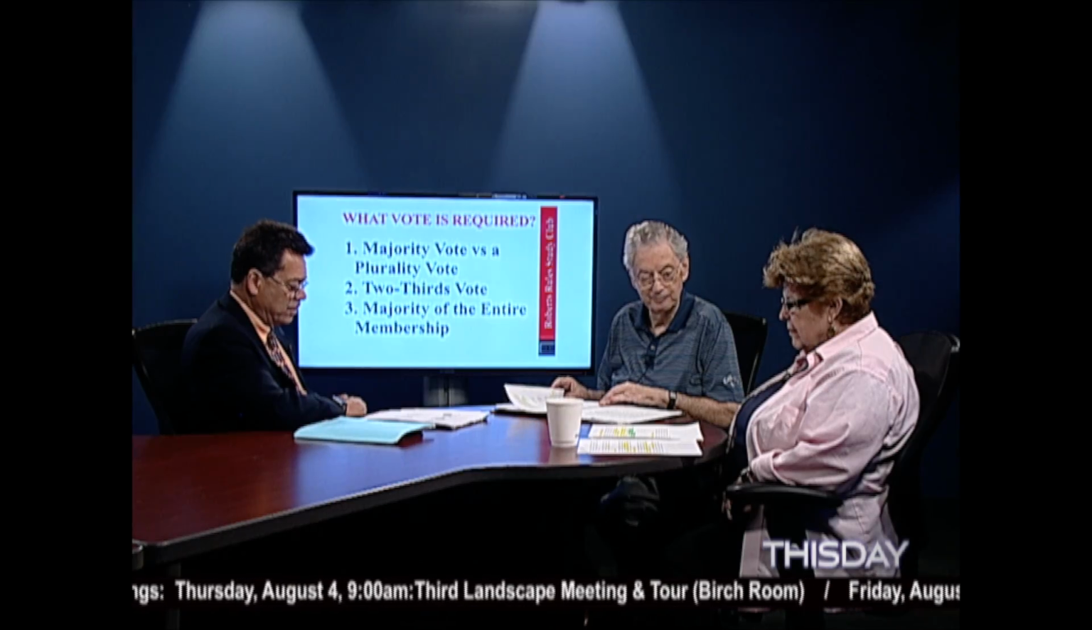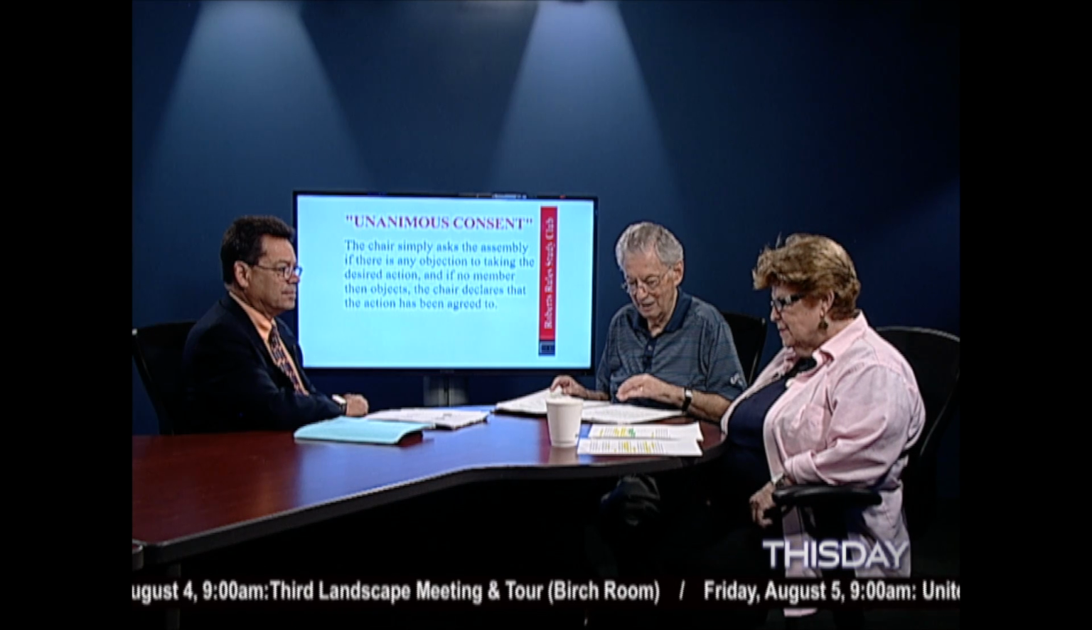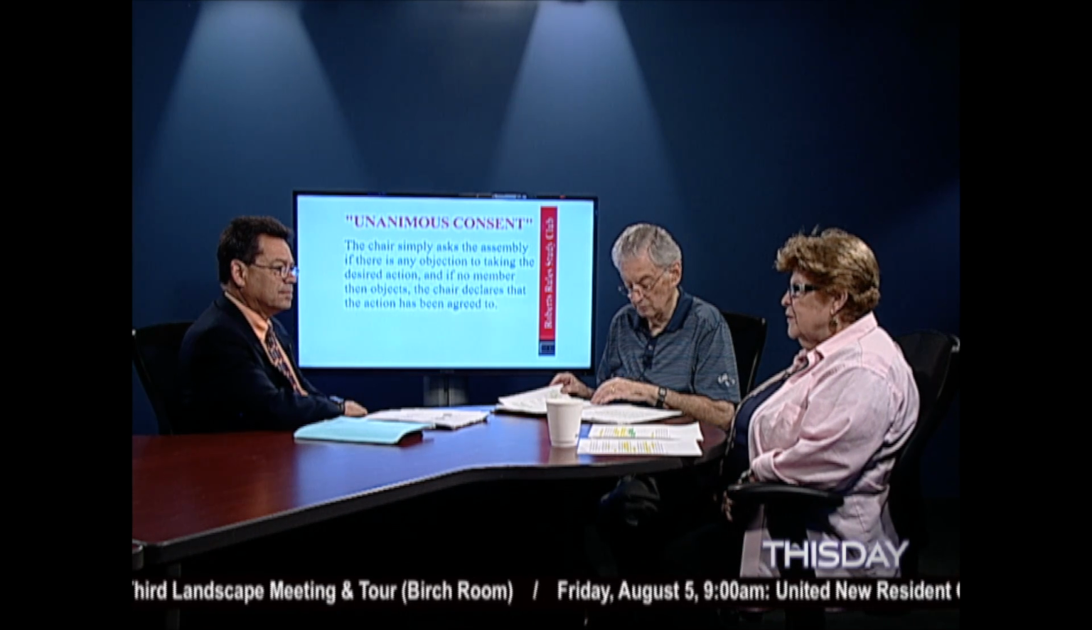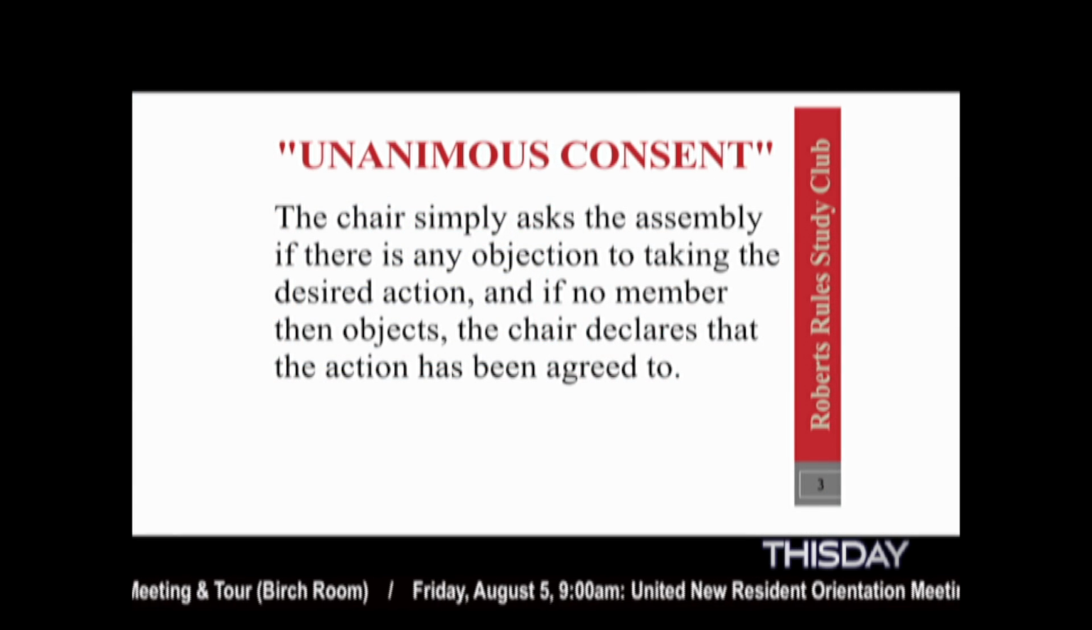All right. Let's talk about unanimous consent. Well, there are times when you don't even have to have a vote, and that's when nobody's opposed. When there seems to be no opposition in such cases, a procedure known as unanimous consent can be used. Such times would be like approval of the minutes. The chair just asks the assembly if there's any objection to approving the minutes. And with no objection, the minutes will be approved by unanimous consent.